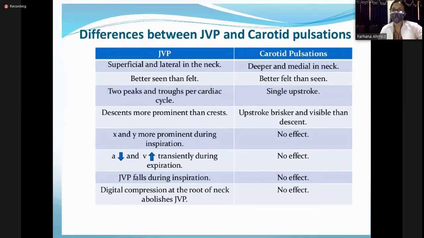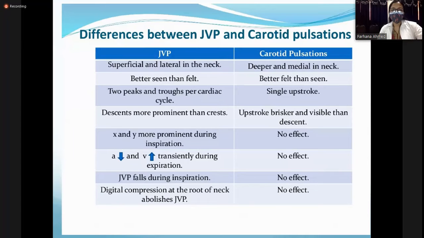JVP has two peaks throughout the cardiac cycle, but the carotid pulsation has a single upstroke. The descent is more prominent than the crest in case of JVP. But in carotid pulsation, there is no descent. The upstroke is brisker and more visible than the descent. JVP X and Y descents are more prominent during inspiration, but carotid pulsation has no change with respiration.